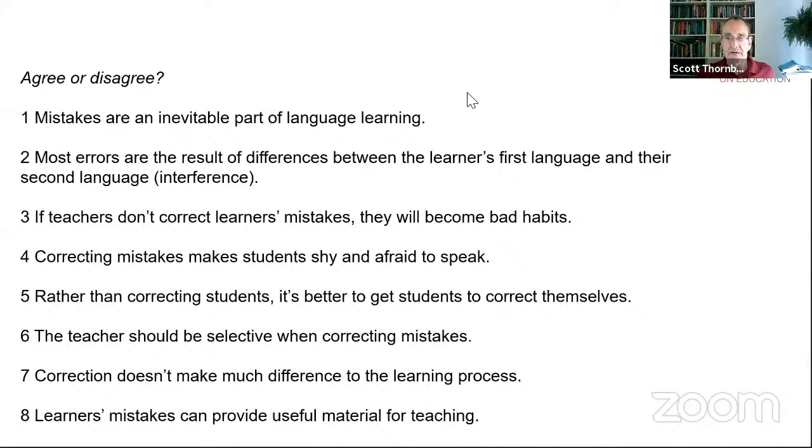Let's stop there. I've got a good feeling, a sense that there's a consensus, particularly on some of these questions, like number one. And I think, yes, mistakes are an inevitable part of language learning, both in first language and second language. Children learning their first language are not perfectly accurate from day one. And there's a long period where children use language which we wouldn't accept as being target-like, yeah? But we accept it as being childlike. It's something that we get used to.